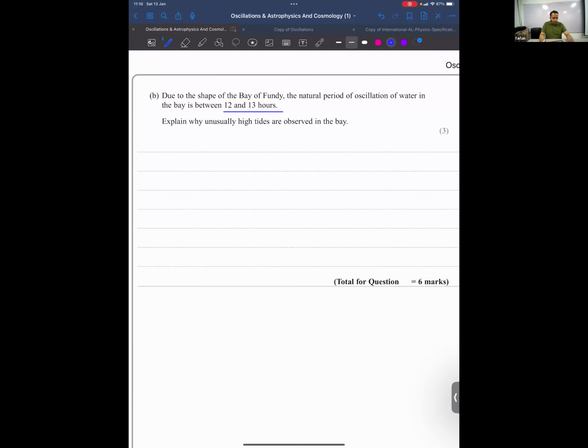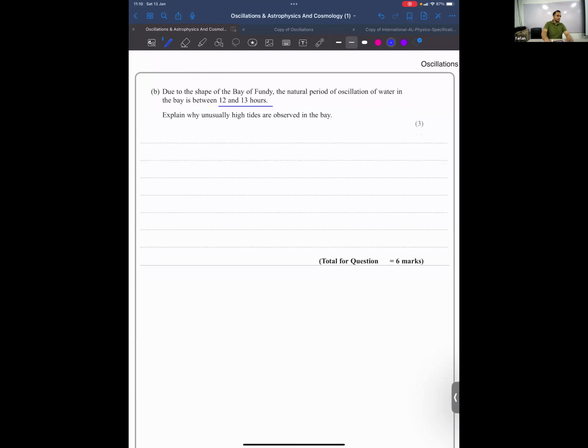Explain why unusually high tides are observed in the bay. Can you give a beautiful answer to get all 3 marks? So it happens when the waves can absorb most of the energy, the maximum amount of energy supplied by the moon. Because the amplitude will be maximum, so then energy will be maximum.